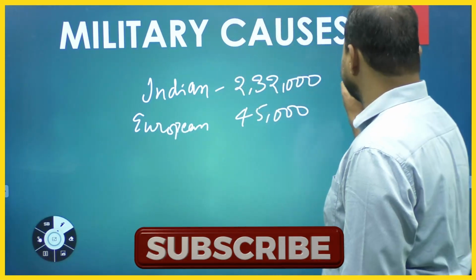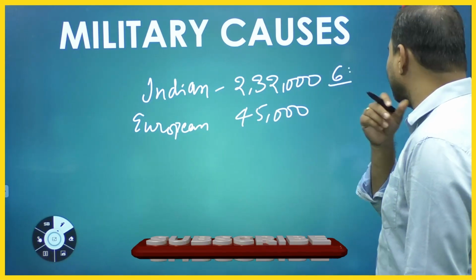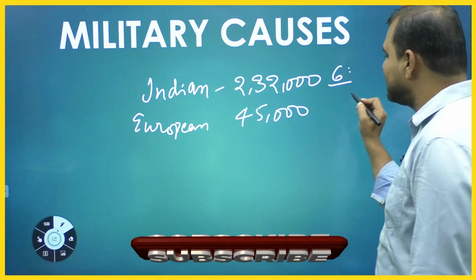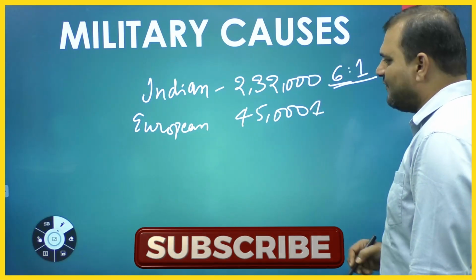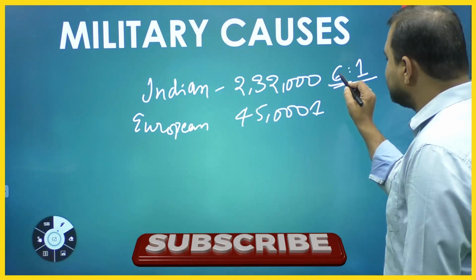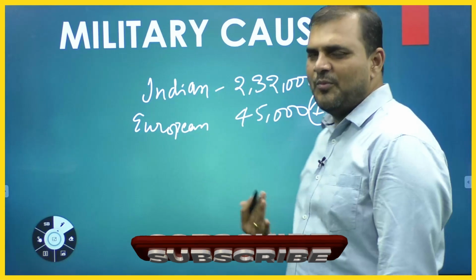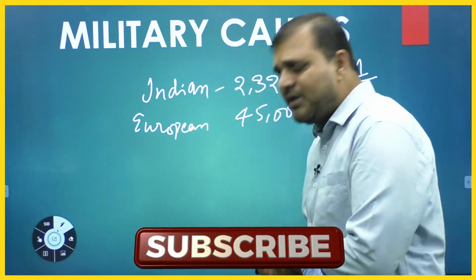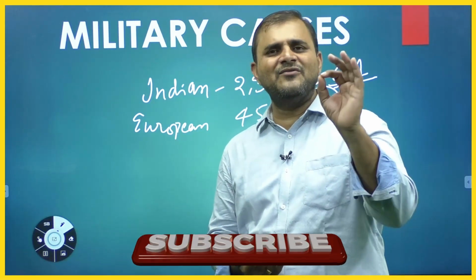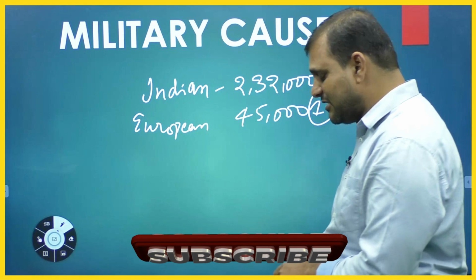Okay, 6:1 ratio. For every six Indian soldiers, there is one European officer. For every six Indians, there is one British or European officer. In the army, the British never gave respect to Indian soldiers.